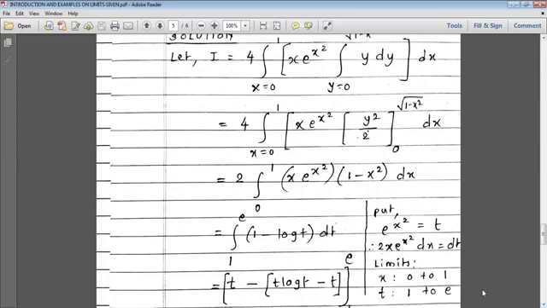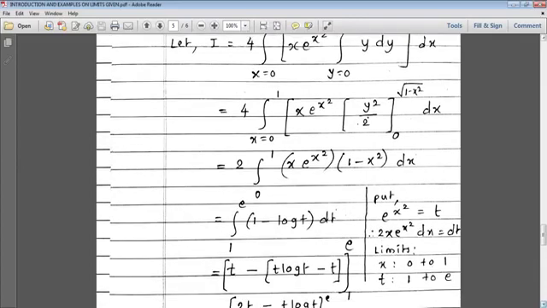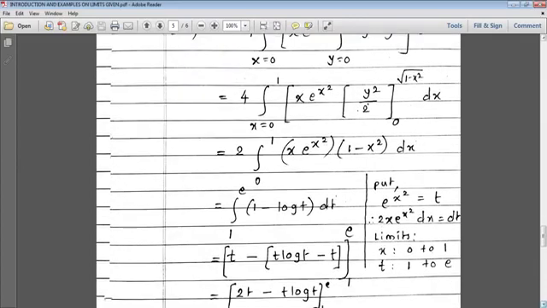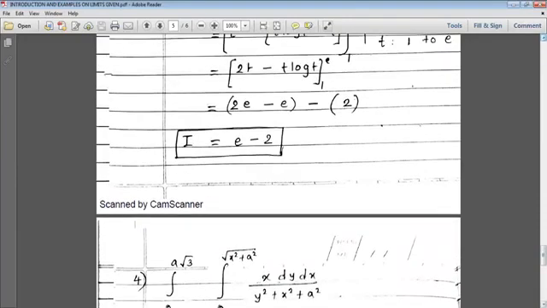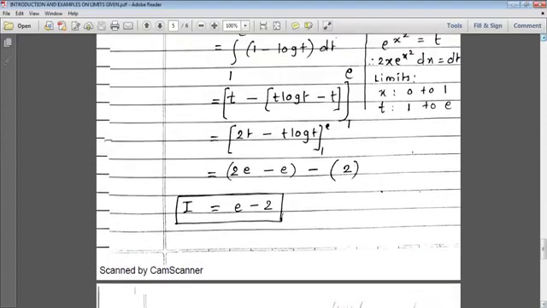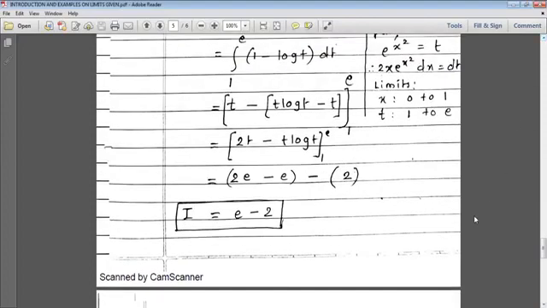When you substitute x as 0, you get t as 1. When you substitute x as 1, you get t as e. Therefore, the integral becomes t equal to 1 to e in the brackets 1 minus log t dt. Now the integration of 1 is t, and the integration of log t is t log t minus t. Upon substituting the limits, we get the answer as e minus 2.